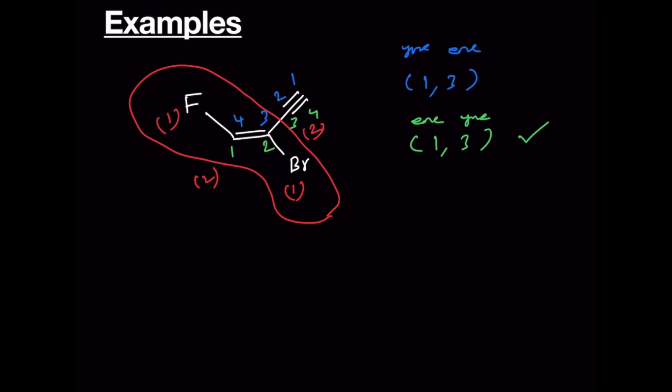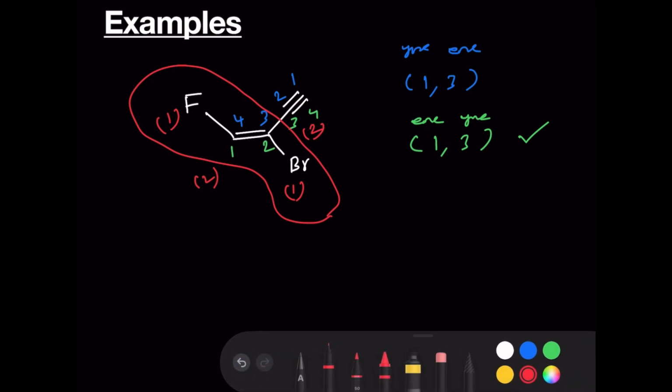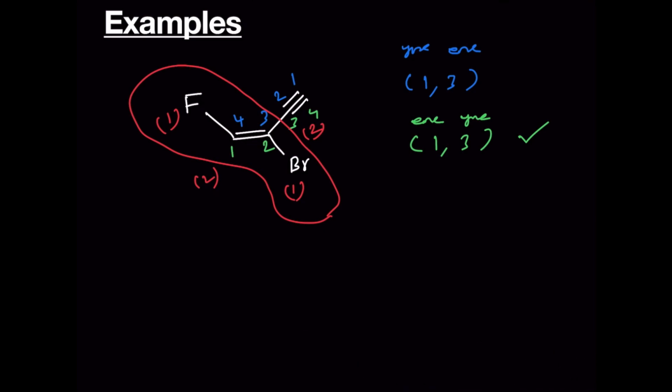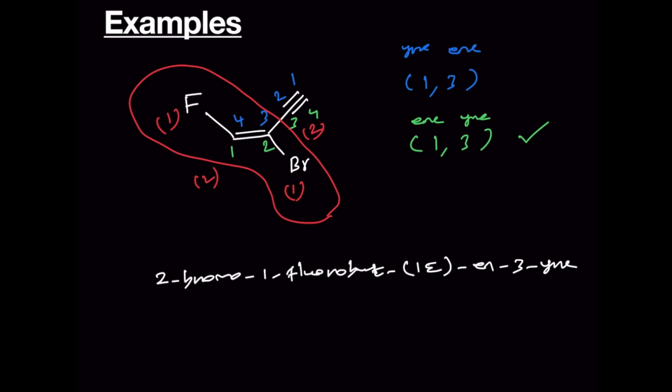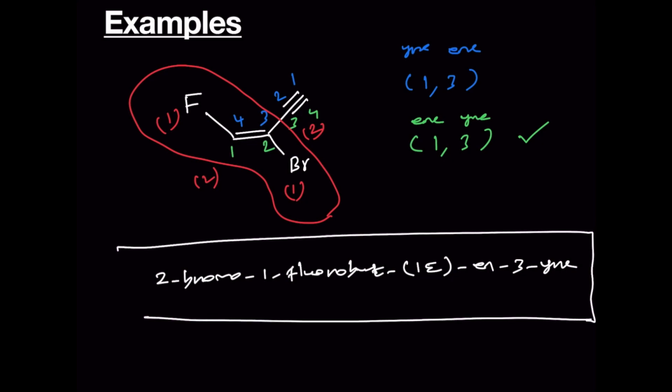This means that this is an E isomer, and therefore, the correct IUPAC name for this molecule is 2-bromo, we still have to follow the alphabetical order, 1-fluoro, but, in parenthesis 1E, ene, we have to drop the E because yne comes next, and therefore, if we mention the E, then 2 vowels are coming successively, therefore, we have to drop the E. 3-yne, that is the correct IUPAC name for this molecule.